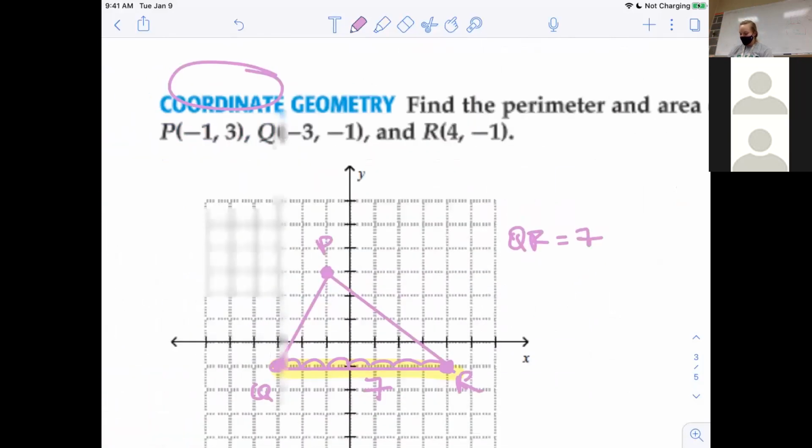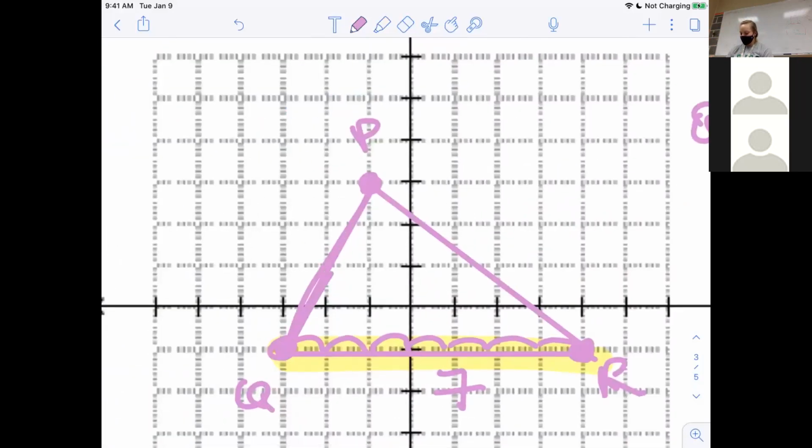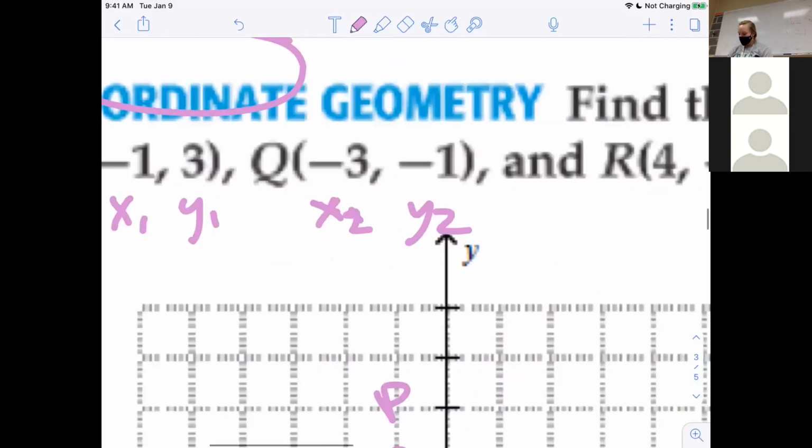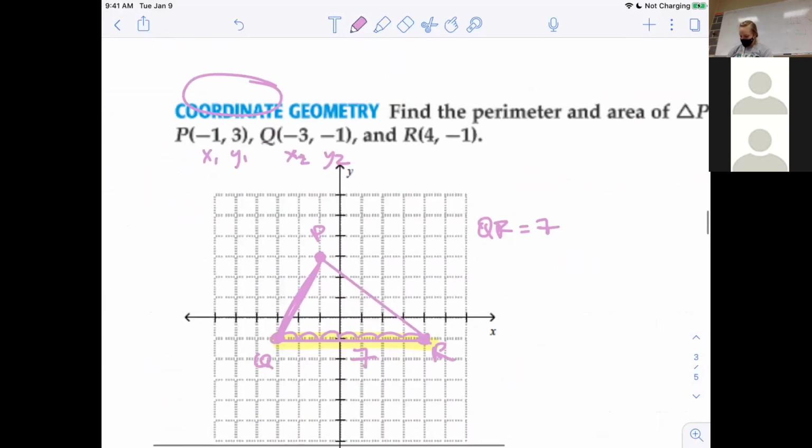So let's do that. PQ, to find this distance, I'm going to use the points P and Q. Let's label them X1, Y1. Let's label them X2, Y2. I'm going to plug into my distance formula. If we don't remember, we can use our notes from yesterday. If not, I'm going to write it PQ. Square root of x2 minus x1, -3 minus -1 squared, plus y2 minus y1, -1 minus 3 squared.